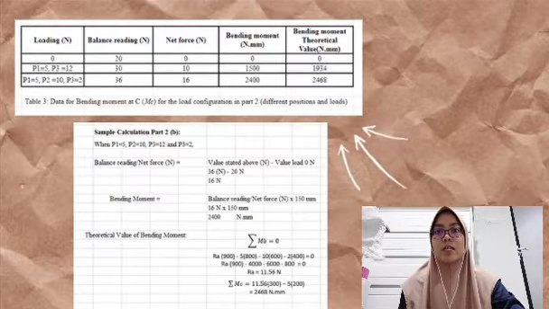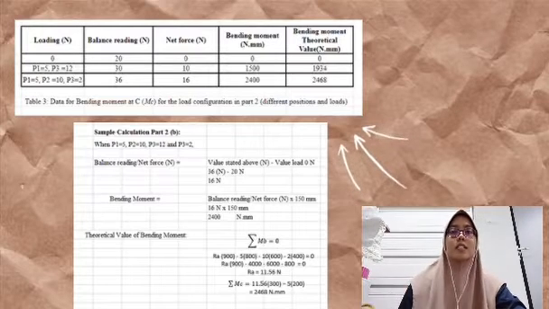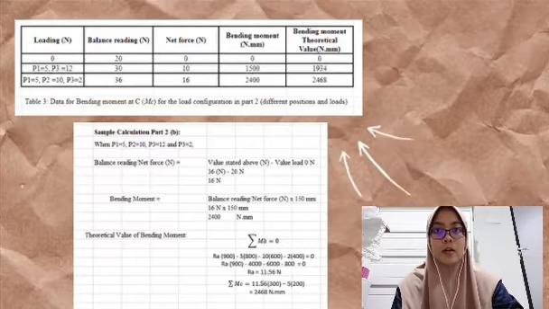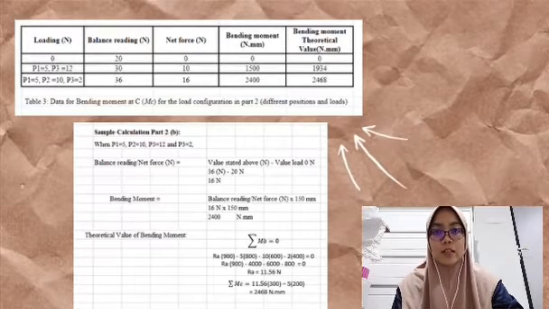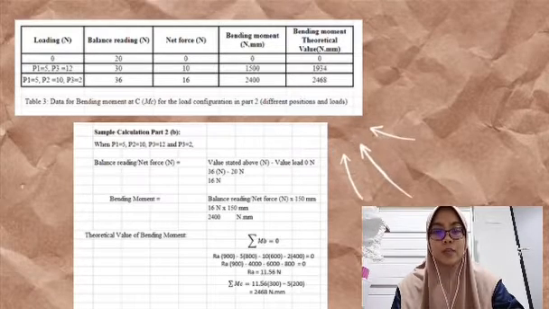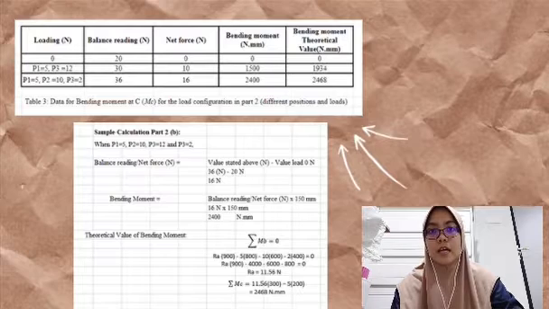To calculate the balance reading, in this case we calculate for 36 Newton, and 36 Newton subtract 20N, we get 16N. From this value, we can calculate the bending moment, which is 2400 Newton millimeter. And to compare with the theoretical value, we have to calculate the RA.